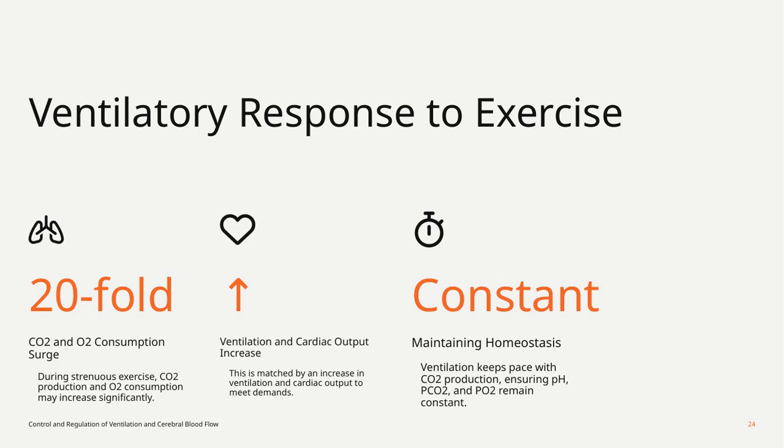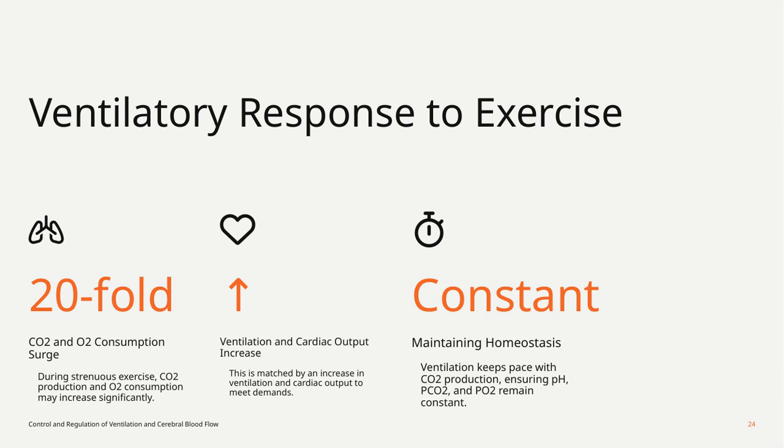Let's take a closer look at how ventilation responds to exercise and how it helps maintain homeostasis. During exercise, our body needs to produce more CO2 and consume more O2, sometimes up to 20 times more than at rest. This surge is significant, and our body has to adapt quickly to keep everything balanced. The key point here is that ventilation increases in tandem with these metabolic demands.